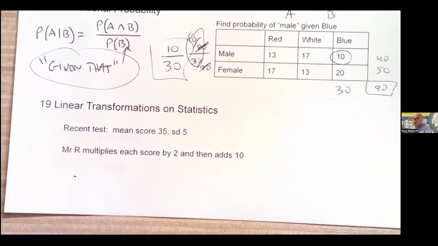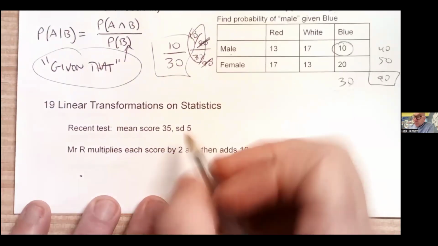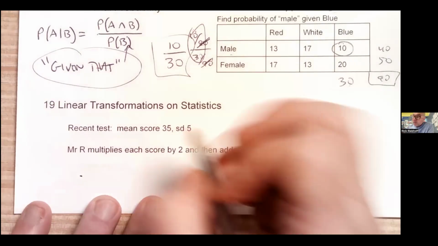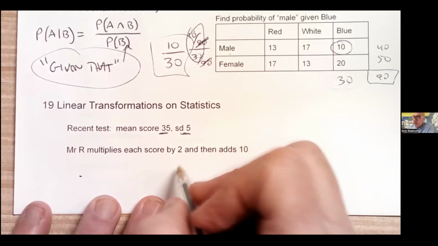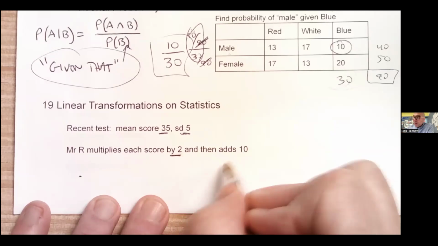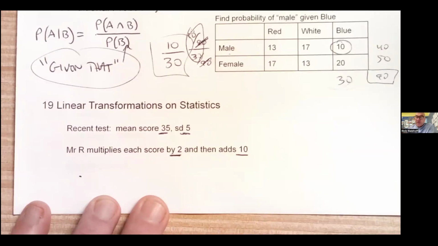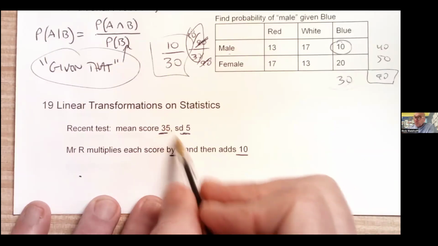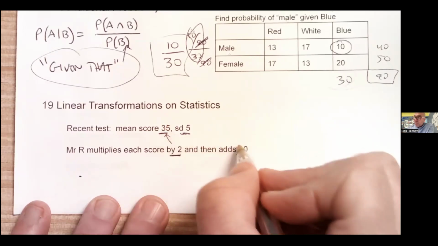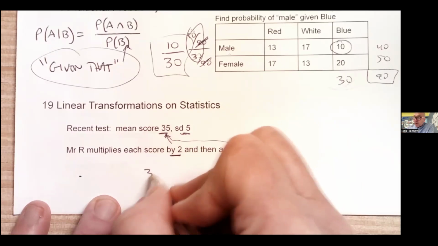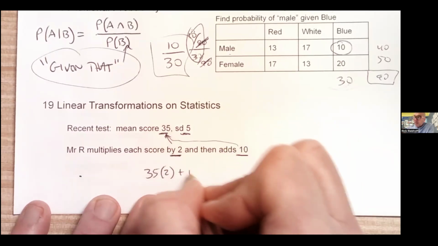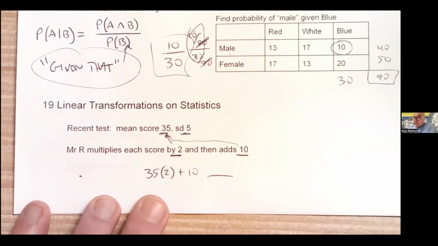All right, linear transformation on statistics. On a recent test, the average score was a 35. Standard deviation was 5. Mr. Rebuff, being a nice guy, says, hey, I'm going to curve this, even though it's not a curve, it's a linear transformation. I'm going to multiply each score by 2, and then I'm going to add 10. What happens to the mean score? Well, the mean score is going to get affected by both of these, right? The mean score is going to go 35 times 2 plus 10. We've got a new mean score, right?